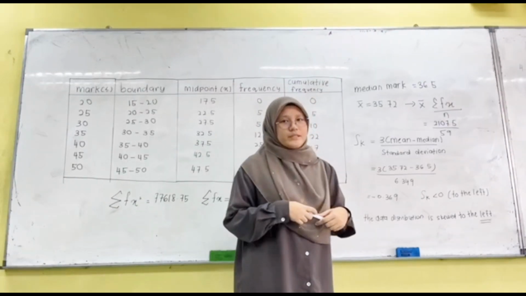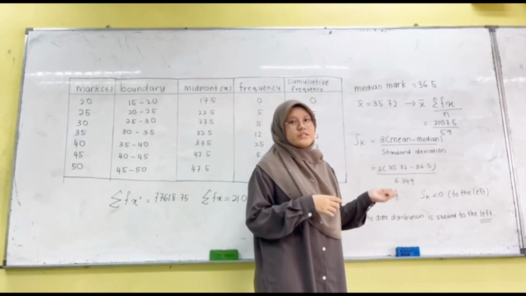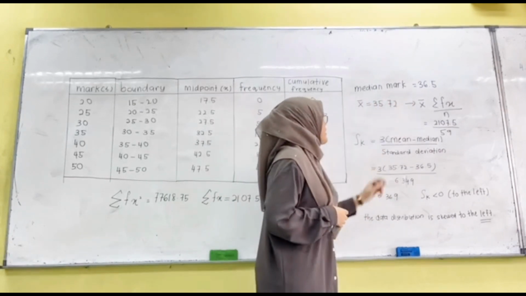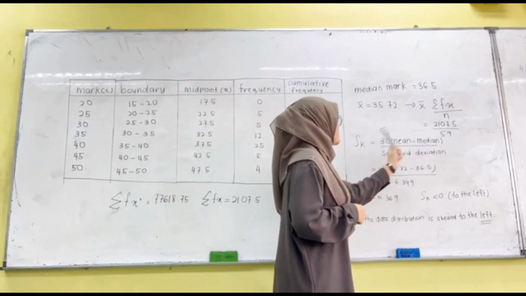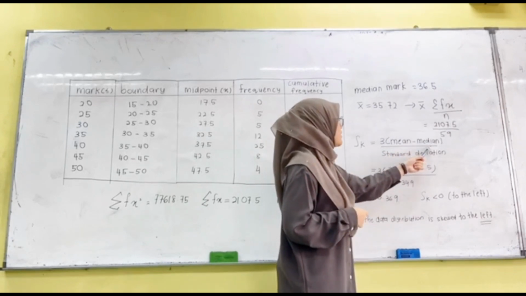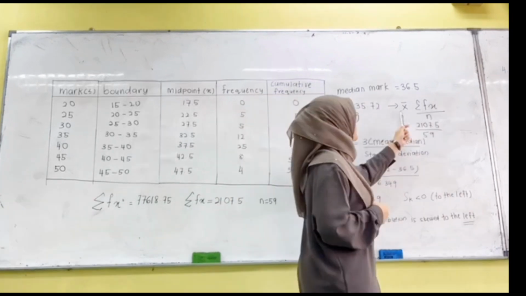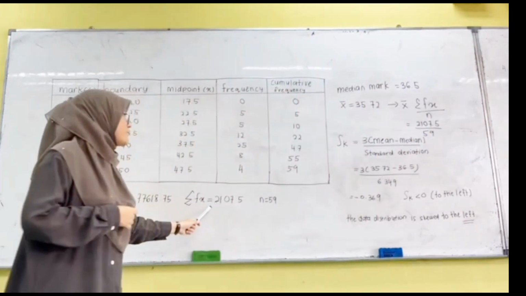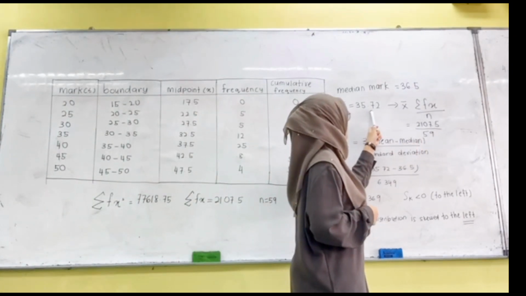For question 1b, they ask you to state the data distribution by using the coefficient of skewness. Since we have the median mark, we can find the skewness by using this formula. We only have to find the mean because the median we already get from the question. To find the mean, use the formula summation of fx over n. Summation of fx, we have this value, and n is this value. So we substitute and we will get 35.72.